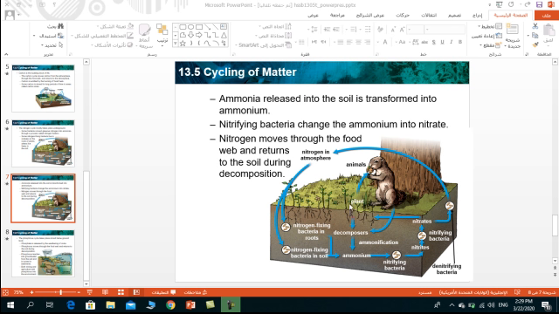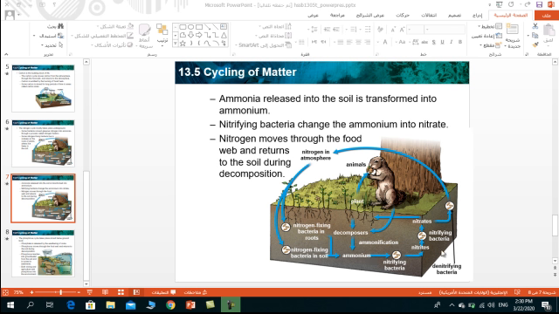Then, of course, the decomposers break down the dead organisms, or the excretions that come from the animals, and convert them to ammonium, returning it back to the soil, in a process known as ammonification.